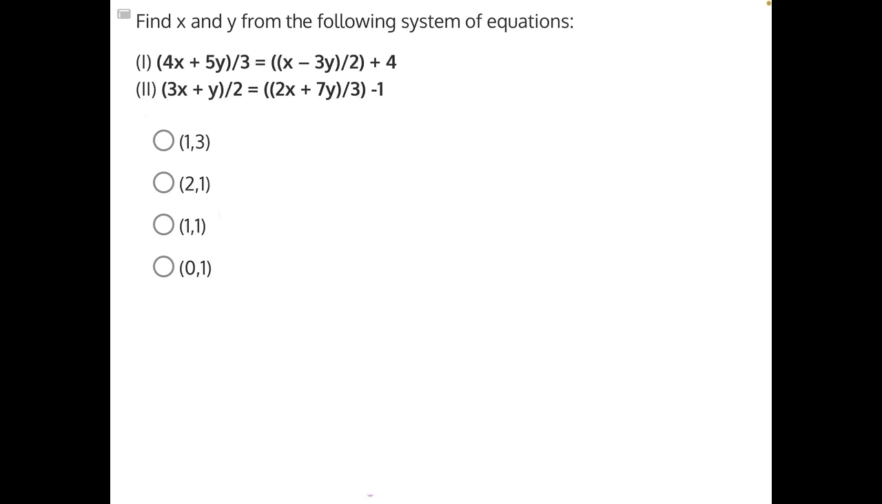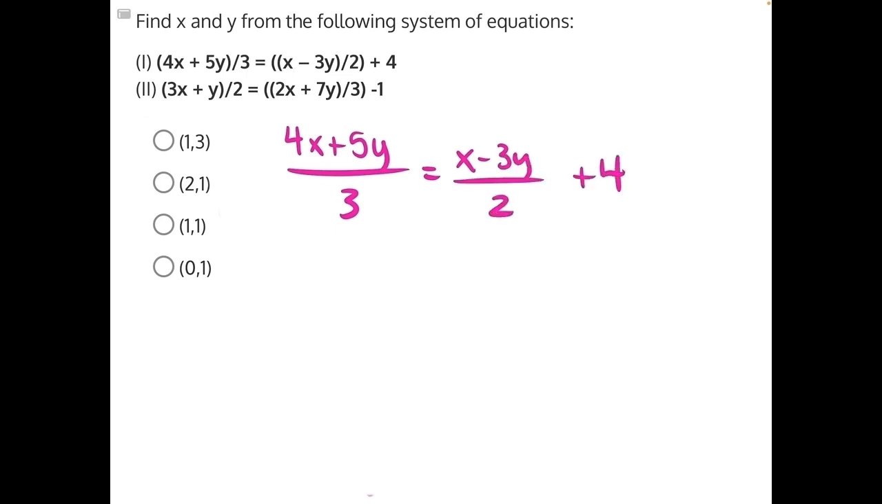To solve this system of equations, we're going to first have to get rid of all of these denominators so that we're actually in an ax plus by equals c kind of format. So what will be helpful is just go one at a time and rewrite these equations out. 4x plus 5y over 3 is equal to x minus 3y divided by 2 plus 4.